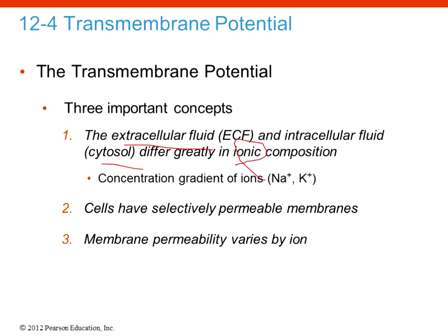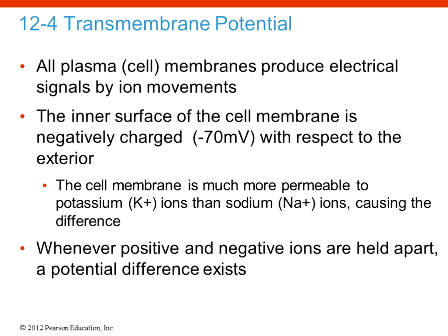And so oftentimes when you have this difference in ions between these two locations, inside the cell and outside the cell, you're going to get a charge across that membrane. That's what we mean by transmembrane potential. Typically, cells have selectively permeable membranes, and that's what creates this charge across the membrane.